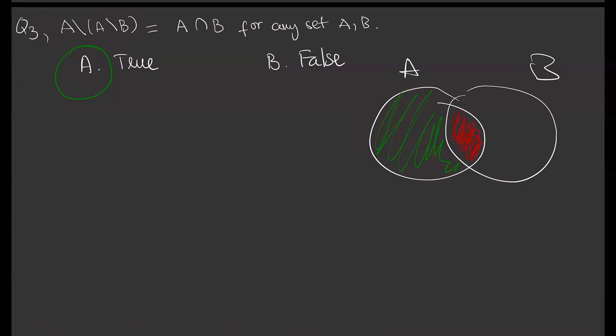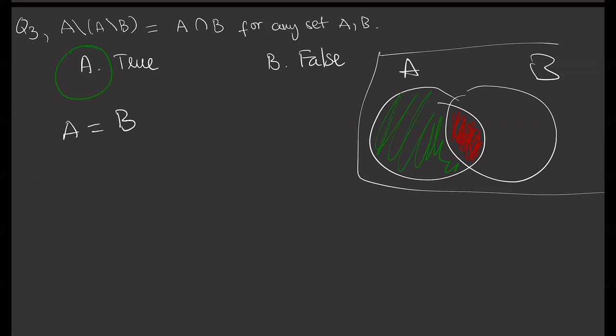Okay, so for this Venn diagram, it seems like the statement is true, but we have to prove it formally because a Venn diagram doesn't account for all possibilities. What if B is a subset of A? What if A is a subset of B? What if they are disjoint, right? So that's why a Venn diagram doesn't count as a proof. Otherwise, everyone can get 100 easily.